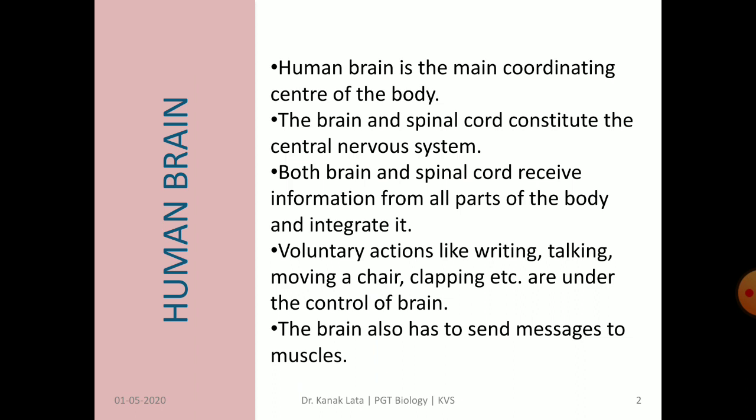Human brain is the main coordinating system of the body, and it is the part of central nervous system. It helps in receiving the message from all parts of the body and then integrate them. All the voluntary actions, meaning all those actions which are done with our will, for example, writing, talking, moving a chair, clapping, etc., are under the control of brain. Brain also helps in sending messages to muscles.